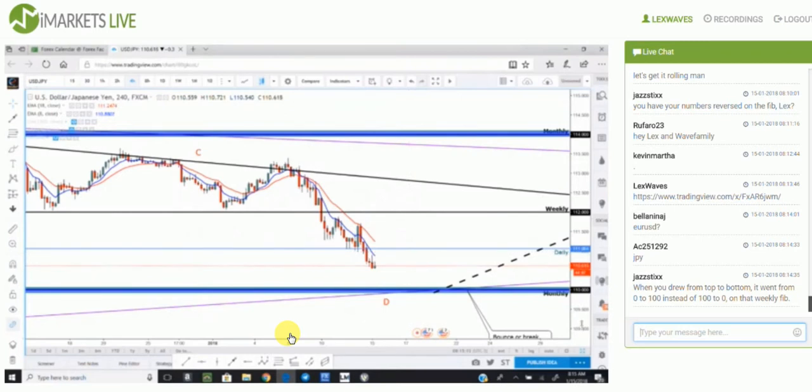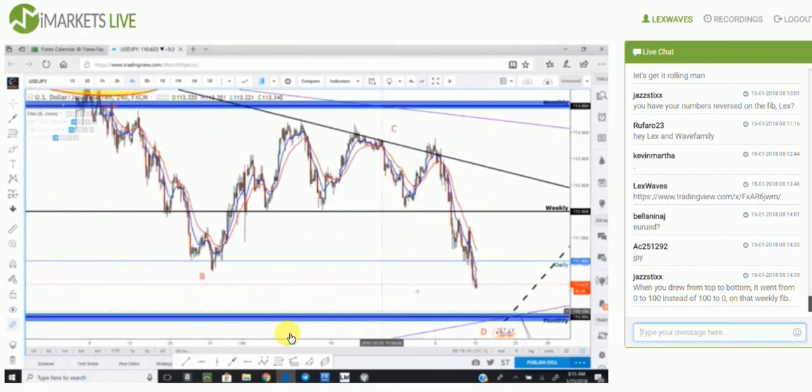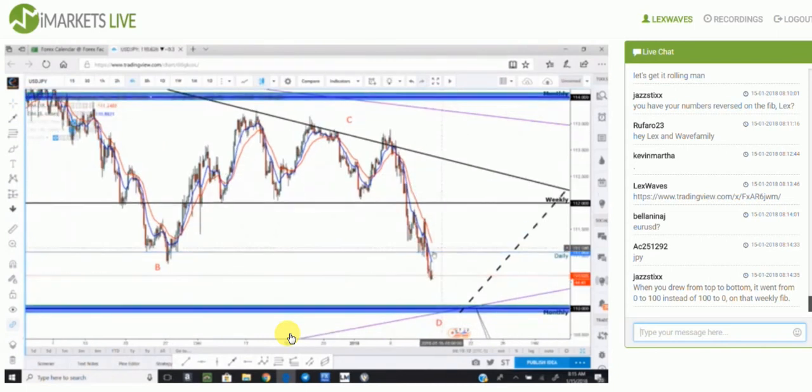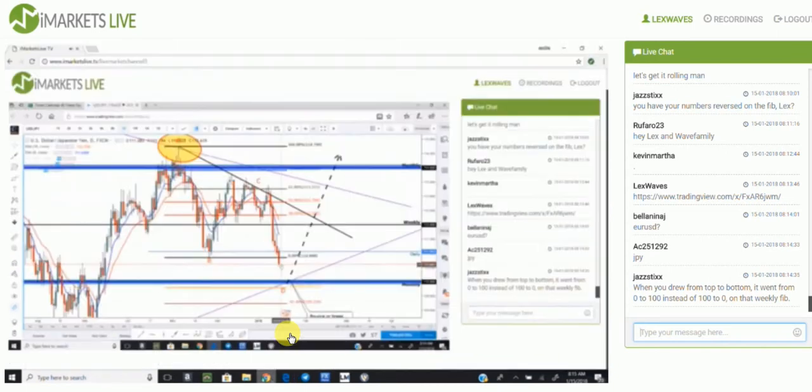I know Oren likes to do that in reverse. Some people like it in reverse, and that's fine. It doesn't really make a difference, all right?